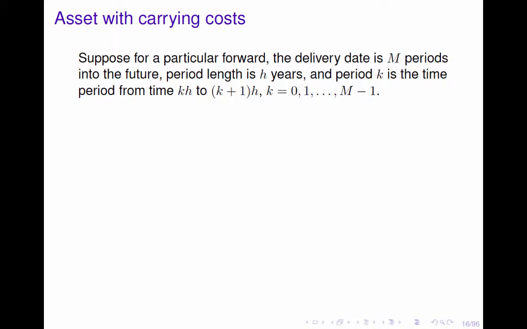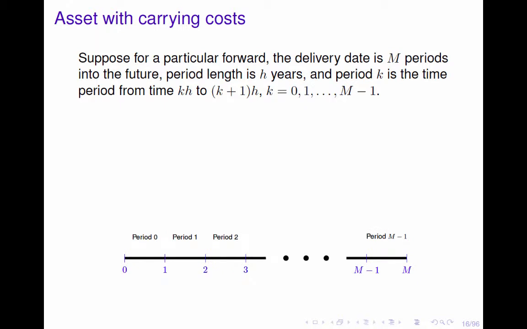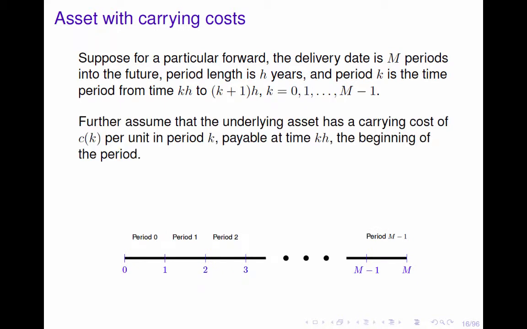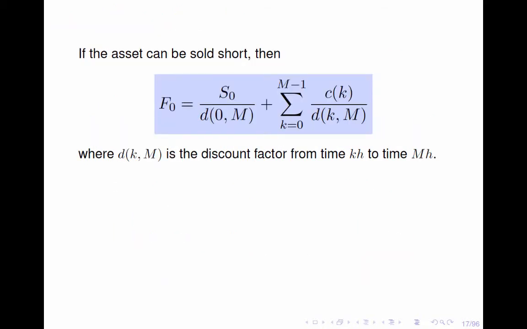After analyzing the case of asset with income, let's move on to the case of asset with carrying cost. Suppose for a particular forward contract, the delivery date is M periods into the future, where each period is H years. This is illustrated by the timeline below. Furthermore, assume that the underlying asset has a carrying cost of Ck per unit in period K, payable at the beginning of each period. Let dKM denote the discount factor from year Kh to year Mh.